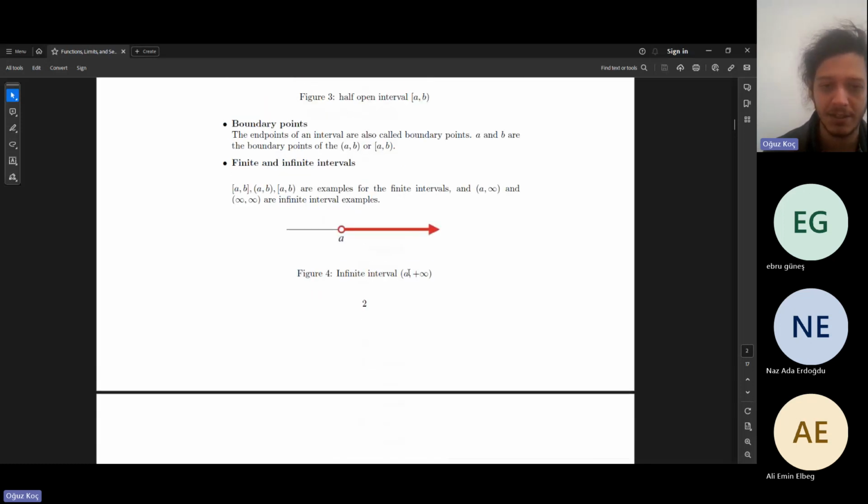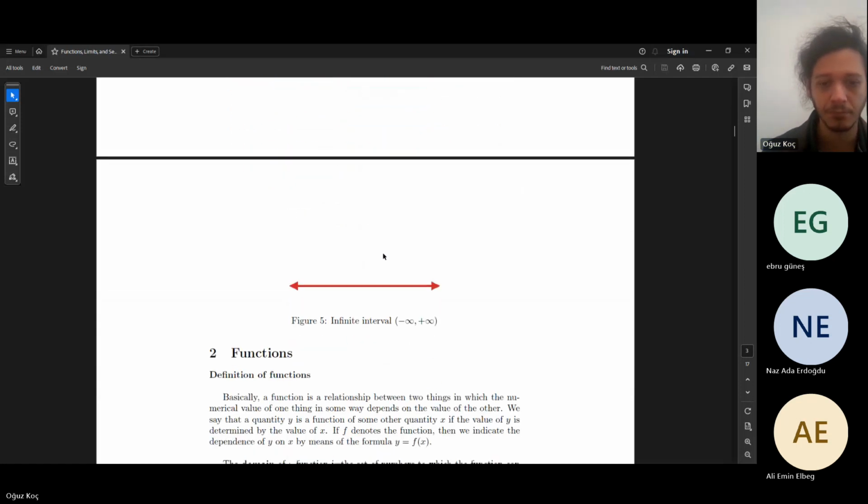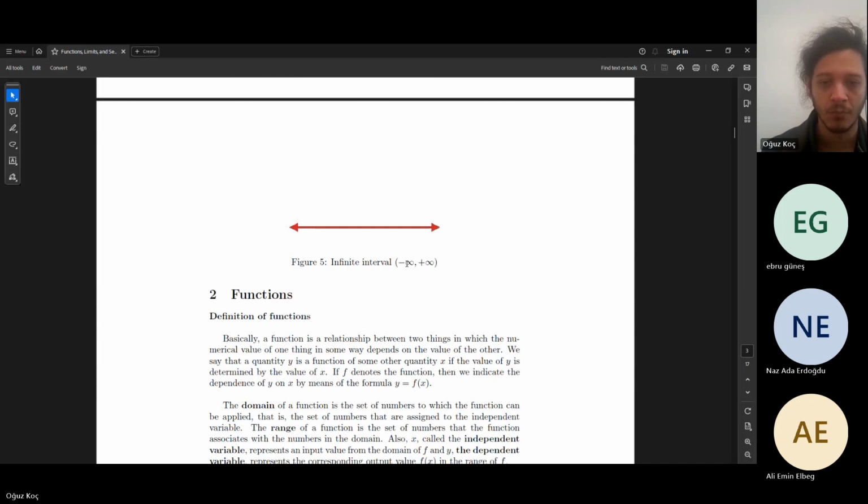And also we can illustrate the interval like this. It starts with the A, which is not involved in our interval. Therefore, this is an empty boundary, and it goes to infinity. And also we have the minus infinity to infinity interval. It's also an infinite interval, and we illustrate it like this, as you can see here. It goes to minus infinity and also plus infinity.